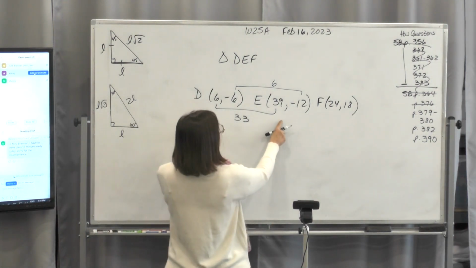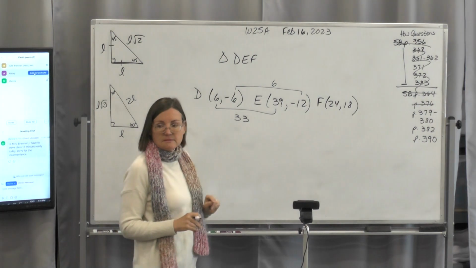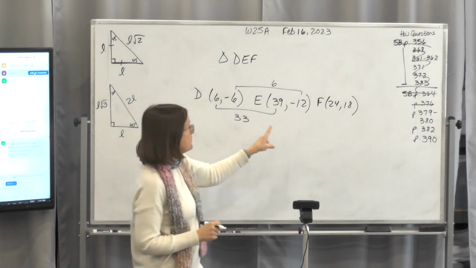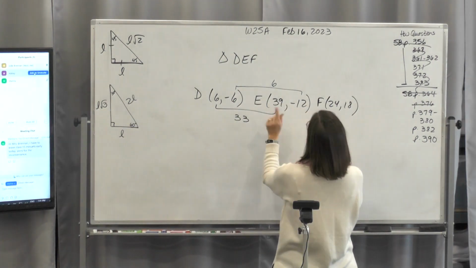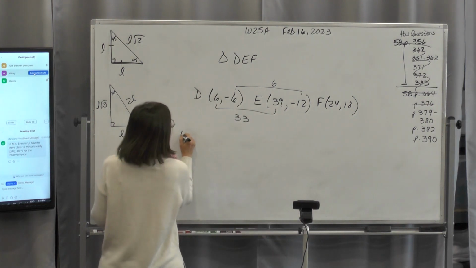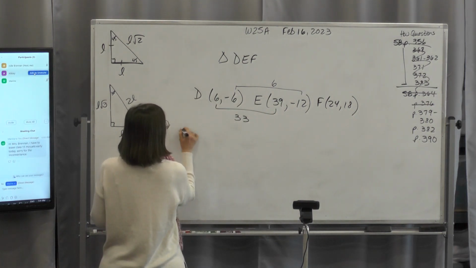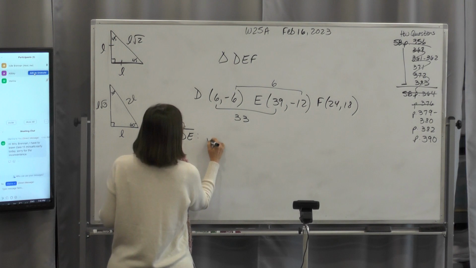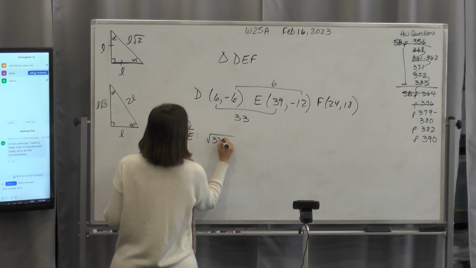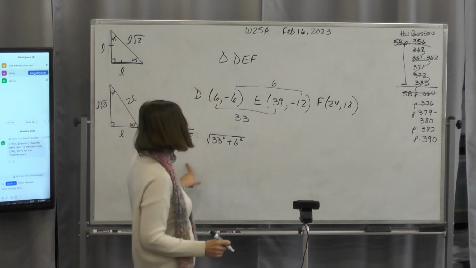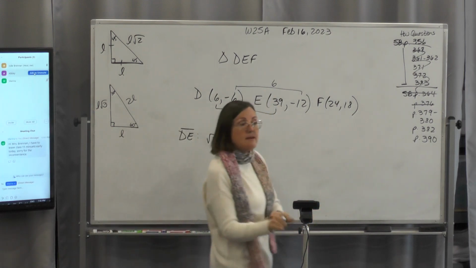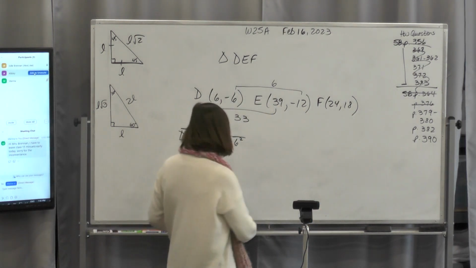So DE, we could say, is going to be the square root of 33 squared plus 6 squared. That is not going to be a triple, that's DE. You can just keep going.